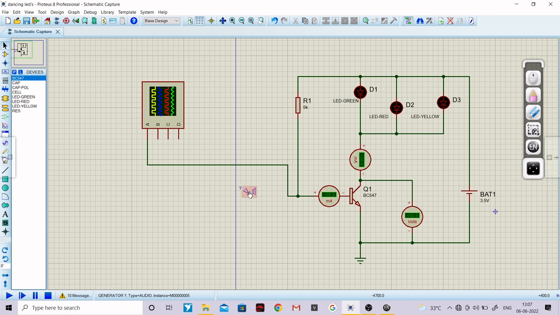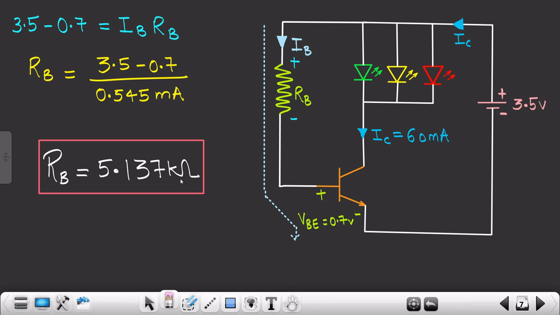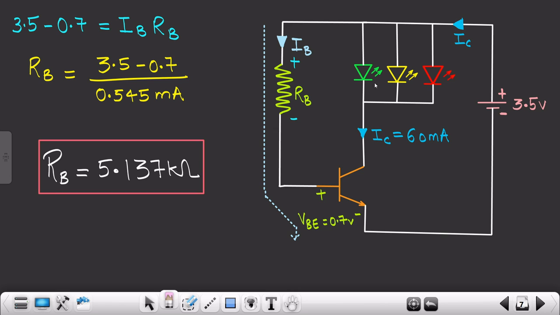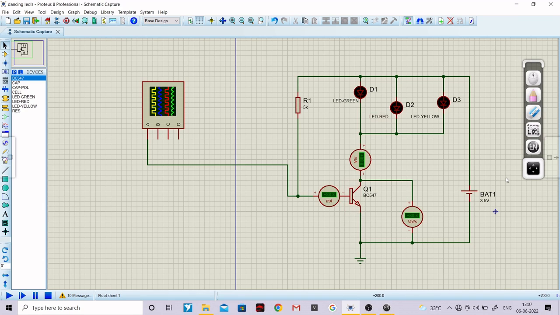As you can see over here, this is the same circuit which we had designed. Over here I had taken a 5 kilo ohm resistor, while we had got 5.137 kilo ohms, so it's absolutely fine even if you take 5.1 or 5 kilo ohms, it hardly matters. These are the three LEDs, green, yellow and red. It's absolutely fine even if you interchange them, the result would be the same in both scenarios.